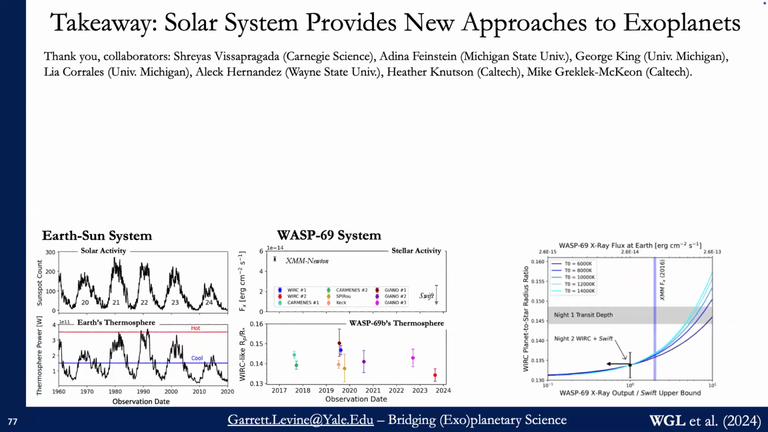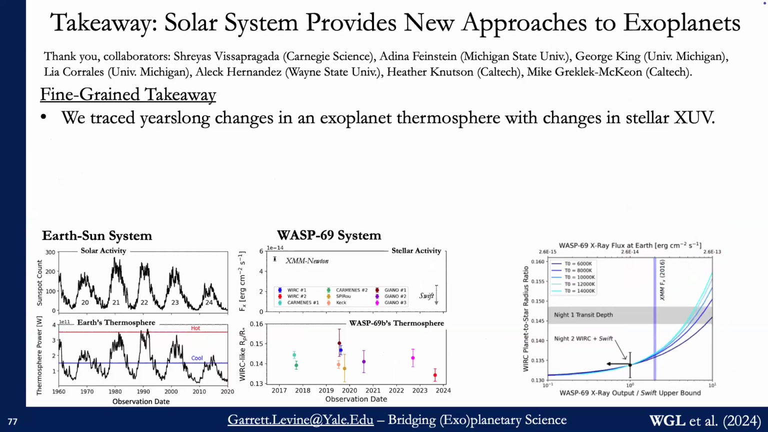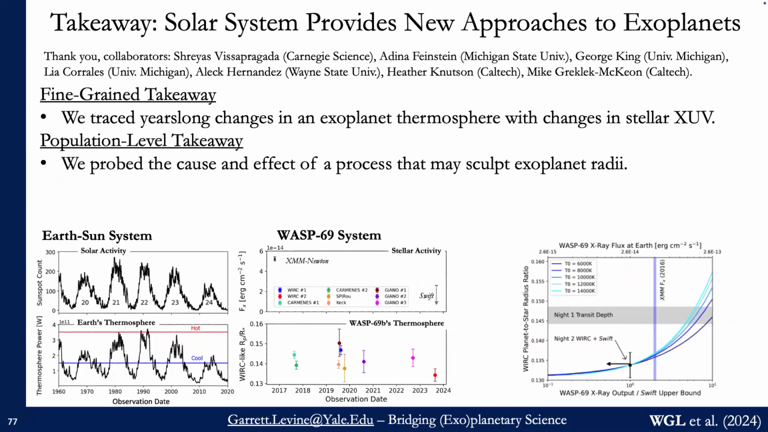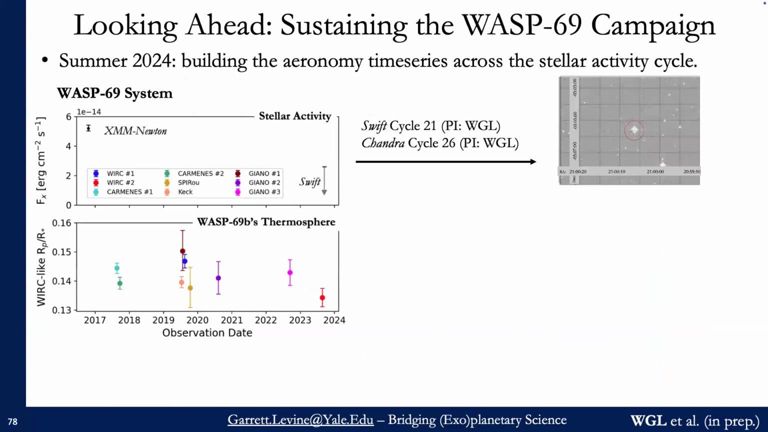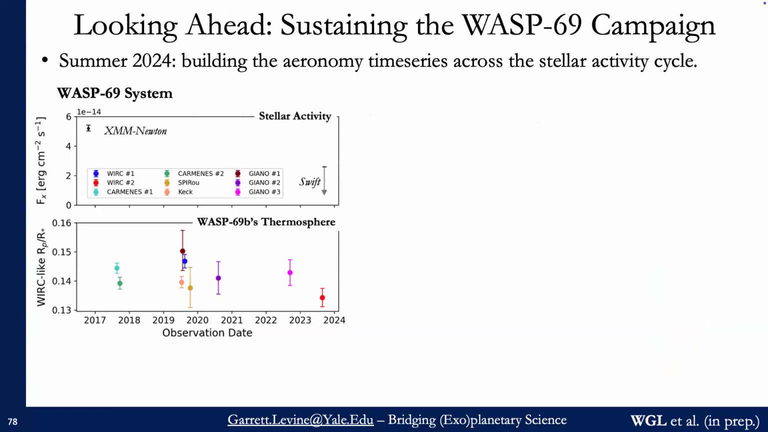So sort of the takeaway from this pilot study, the fine-grained one, is that we're trying to trace years-long changes in this thermosphere with changes in stellar XUV. At the population level, we're probing this cause and effect process that may be playing out in the exoplanet demographics. And at the big picture, we're connecting this research with geoscience and bringing this flourishing field of aeronomy to the exoplanets.